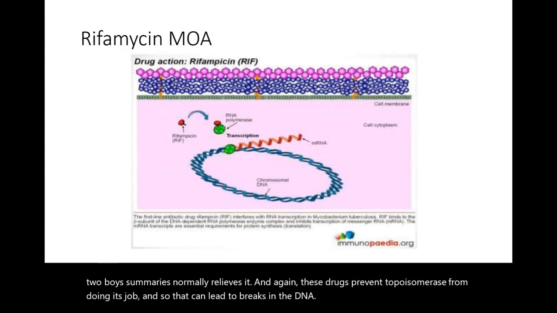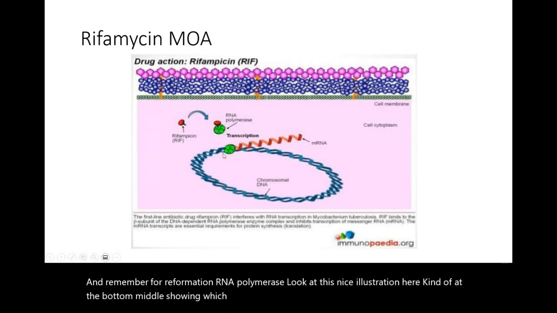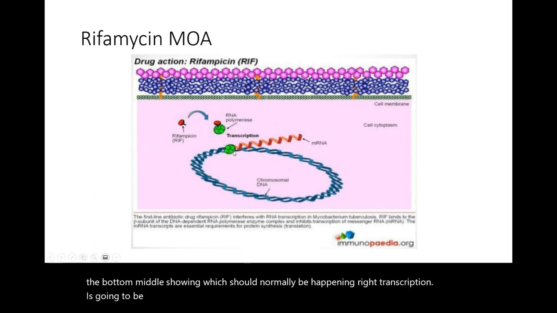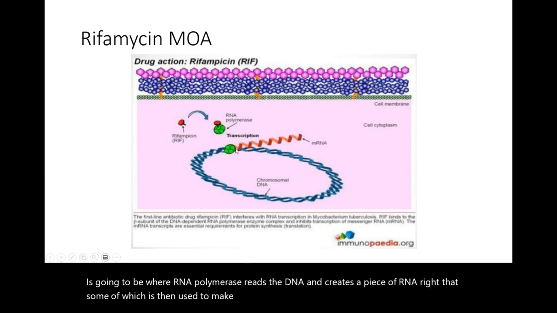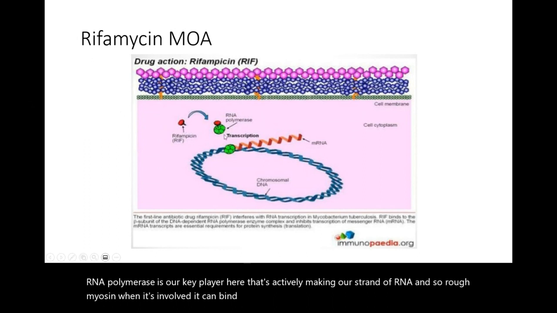And remember, for rifamycin, RNA polymerase, look at this nice illustration here, kind of at the bottom middle, showing what should normally be happening, right? Transcription is going to be where RNA polymerase reads the DNA and creates a piece of RNA, right? Some of which is then used to make proteins. And so RNA polymerase is our key player here that's actively making our strand of RNA. And so rifamycin, when it's involved, can bind to RNA polymerase, which prevents this process of transcription from even happening.